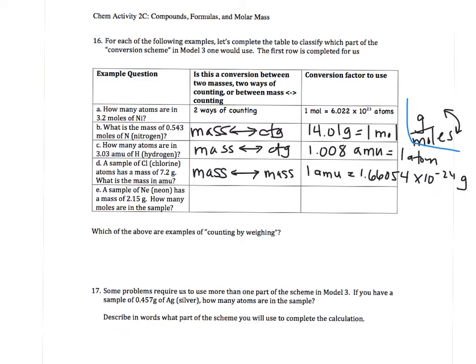All right, let's do the last one. A sample of neon has a mass of 2.15 grams. How many moles are in the sample? So this is going from a mass to a way of counting. And as in the previous cases, that will clue us in that we're going to need to go find some information about the mass and the relationship to counting from the periodic table. So in this case, we're going to moles, from mass to moles. So we're going to want the molar mass.